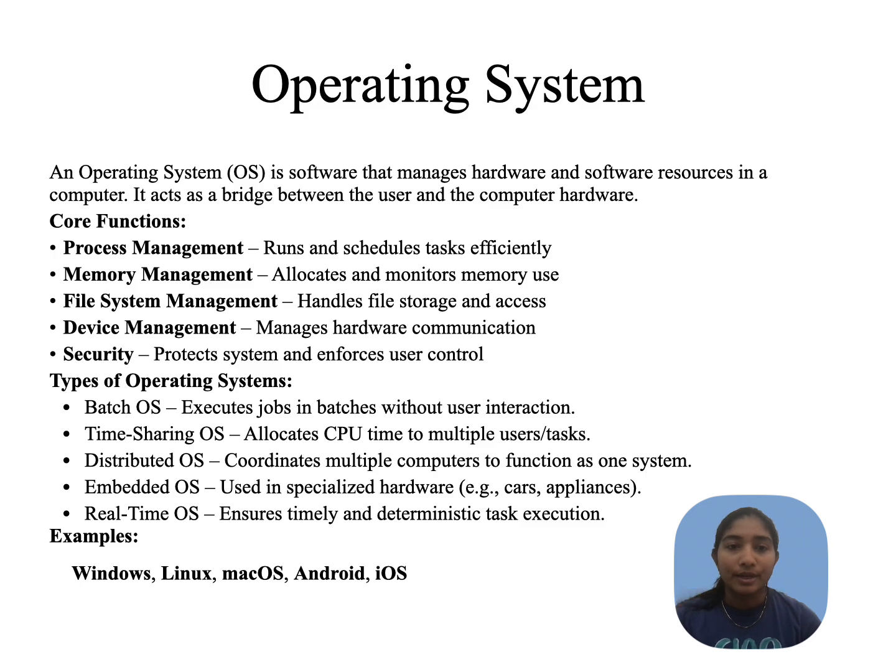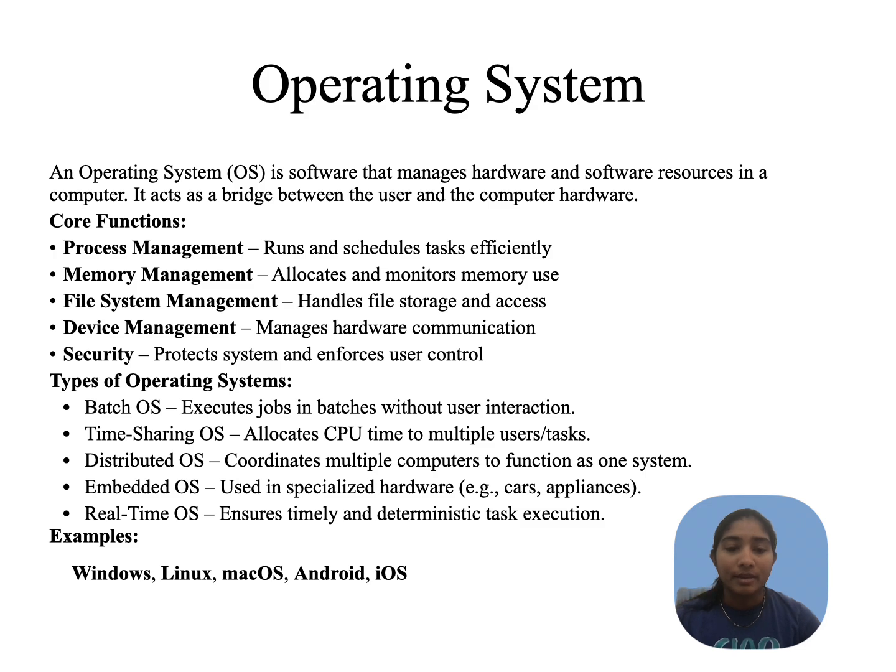So what is an operating system? An operating system or OS is essential software that manages both hardware and software. It acts as a bridge between the user and the computer's hardware, ensuring efficient operation. The OS performs several core functions like managing processes, allocating memory, handling files, and managing input or output devices. Security is also a major function, protecting system integrity and user data.